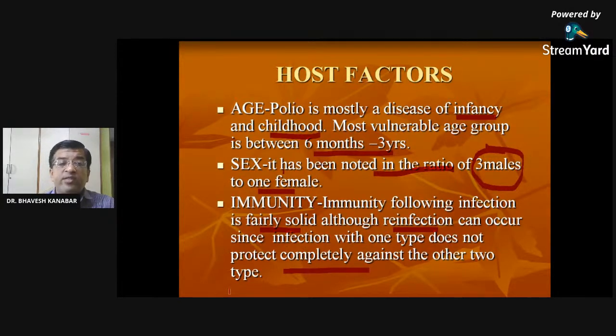As you know, there are 3 types of the polio virus: polio 1, 2 and 3. If infection with polio virus 1 is there, then immunity is built up only against polio virus 1. So there are still chances of infection by polio virus 2 and 3, right? But we don't have to worry because of the vaccination program in India. Polio disease has already been eliminated.